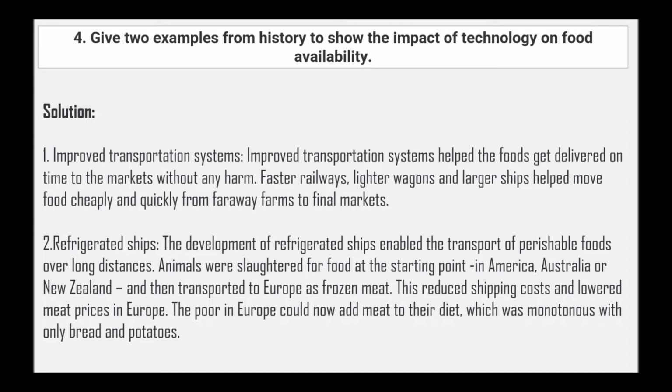Refrigerated ships. The development of refrigerated ships enabled the transport of perishable foods over long distances. Animals were slaughtered for food at the starting point in America, Australia, and New Zealand, and then transported to Europe as frozen meat. This reduced shipping cost and lowered the meat price in Europe. The poor in Europe could now add meat to their diet, which was monotonous with only bread and potatoes.